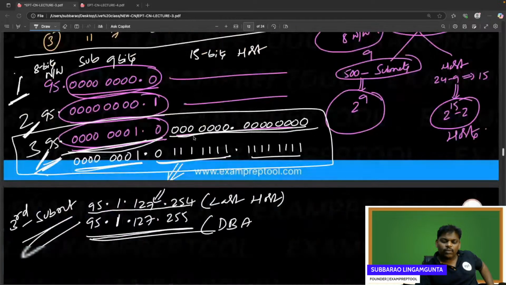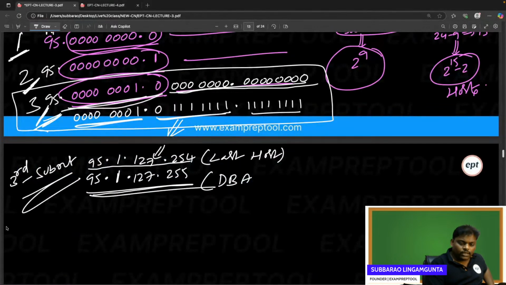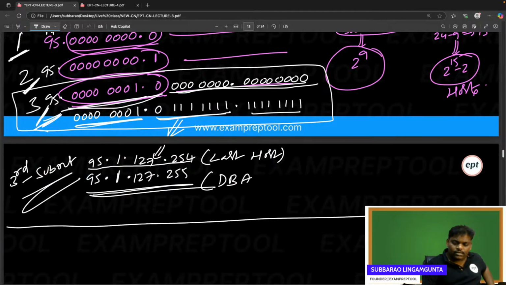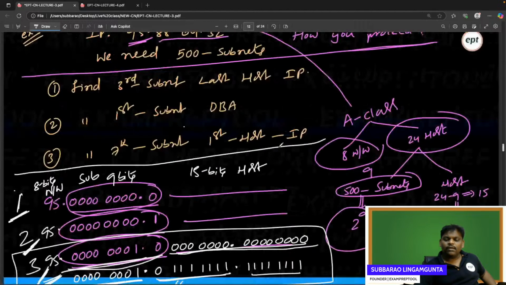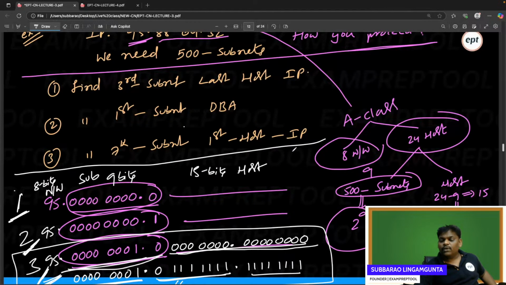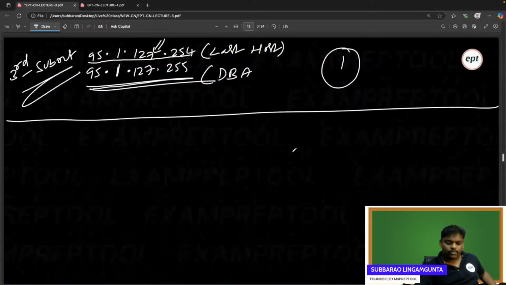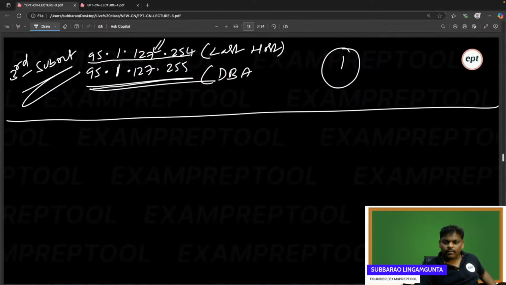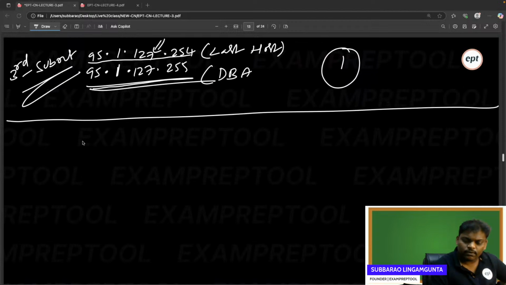Question number 1, that is the answer. Question number 2, let's go. I think it asks to find the first subnet DBA. Let's go there. First subnet DBA. See everyone, first subnet.